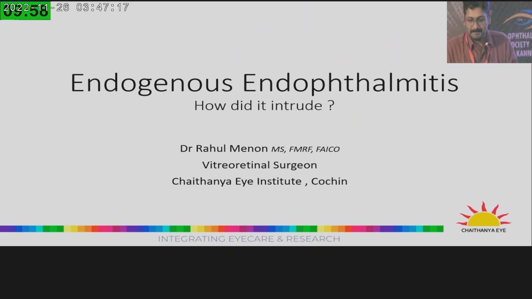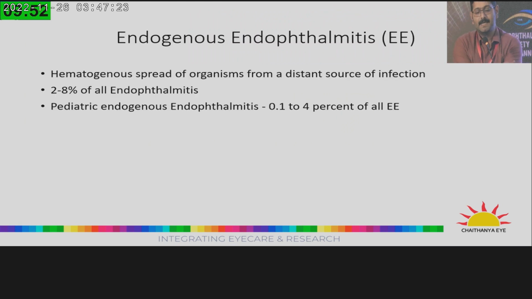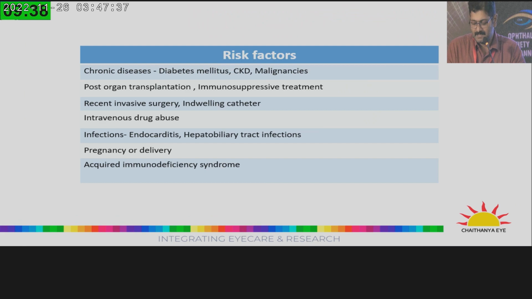Good evening, everyone. I'll be talking today about endogenous endophthalmitis. It occurs from hematogenous spread of organisms from a distant source of infection. It accounts for about 2 to 8% of all endophthalmitis. Pediatric endogenous endophthalmitis is even rarer. These are the various risk factors, which include chronic diseases, patients on chronic immunosuppressive therapy, intravenous drug abuse, and so on.